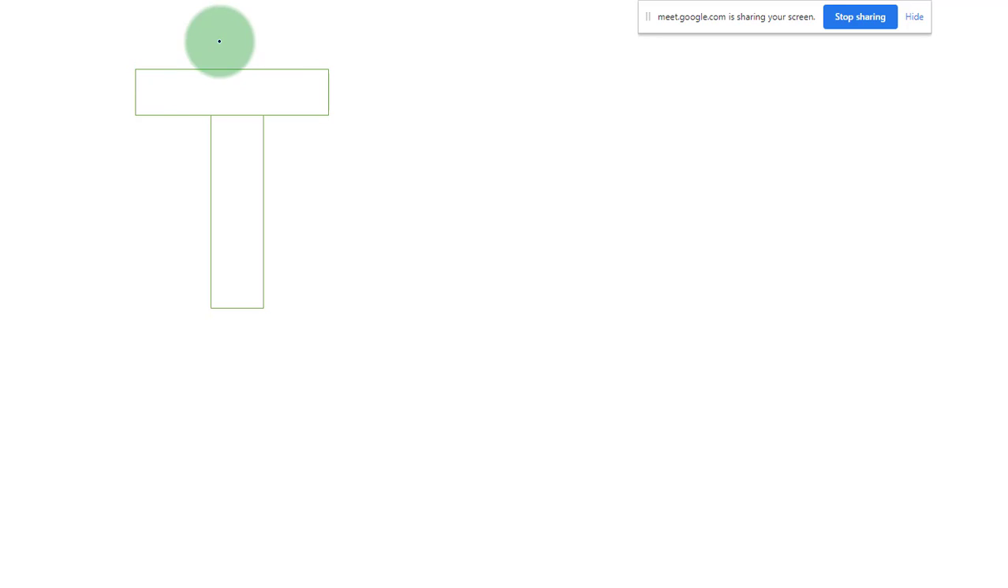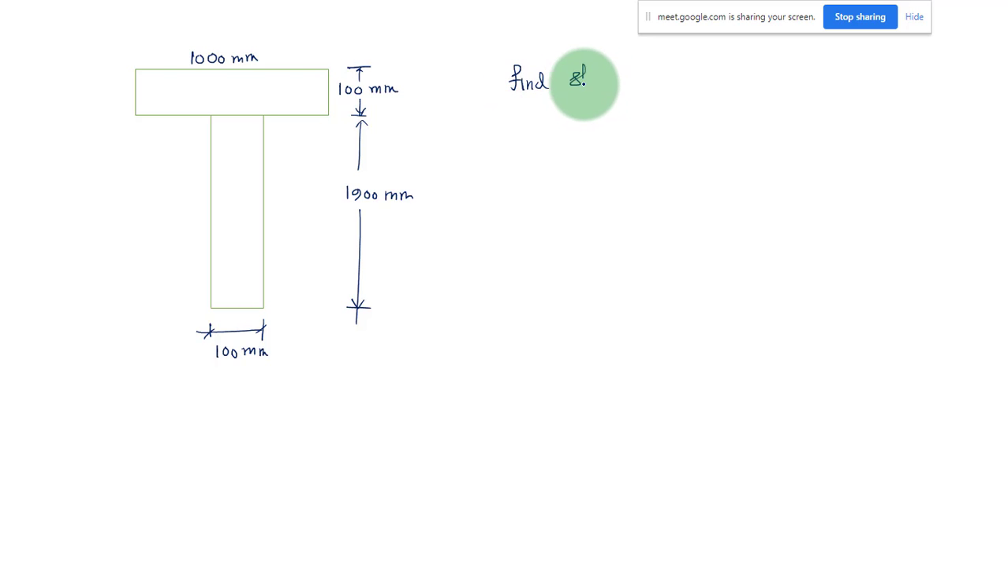Okay, let us say we have a T section, and this is 1000 millimeter, and this is 100 millimeter, and let us take this as 100, and this as 1900, and this thickness also 100. Okay, so the cross section dimensions are given, so you have to find the shape factor. This is just homework, you can just solve it. We have already discussed this.